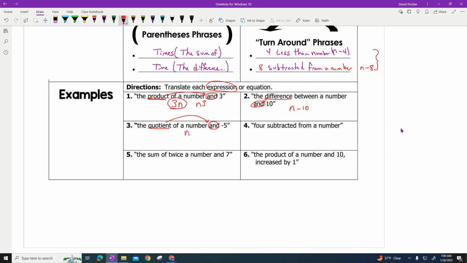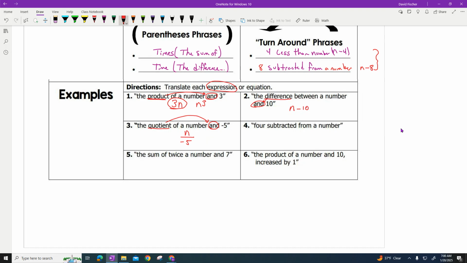So a number, we don't know what it is. There's my division sign. We're not going to write a division sign like elementary school. And negative 5 is my denominator. So the quotient of a number, so it goes in order, number goes on the top, divided by negative 5.